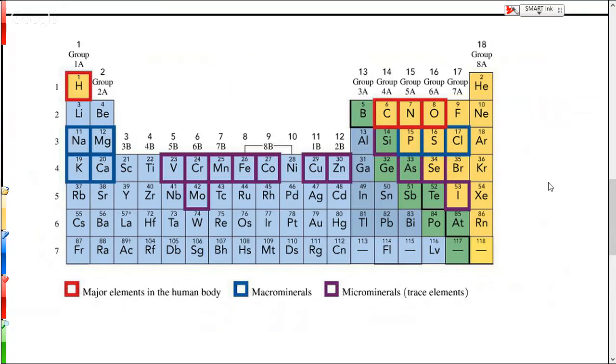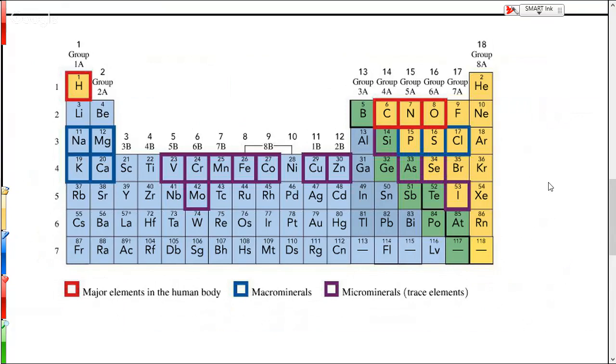And then you have your microminerals in purple. Microminerals are some of the other ones that you need in your body, but only in tiny, tiny amounts. And in fact, if you had too much, a lot of times you'd have some problems. So things like chromium, which is actually really poisonous and dangerous in some cases, you actually need a tiny amount in your body. Selenium is another one. Even arsenic, which we think of as poisonous, which it is, you actually need in trace amounts in your body. So that's what you'll find in the body.